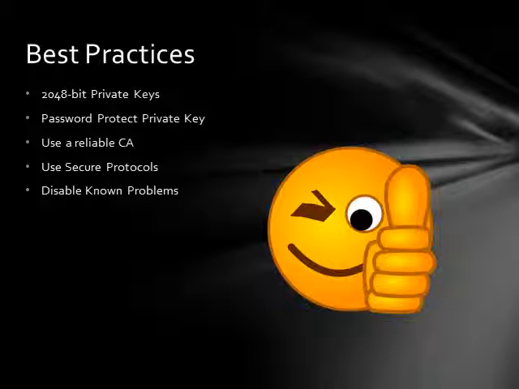Now we're going to talk about the best practices of HTTPS. First, you want a 2048-bit private key. Make sure it's long enough so it can't be guessed or generated. You want to password protect your private key, just in case someone does get into your system and is able to access your private key. Then you want to use a reliable CA so people can trust your certification, and so that if some users don't trust the certification, they'll still be able to get to your website.